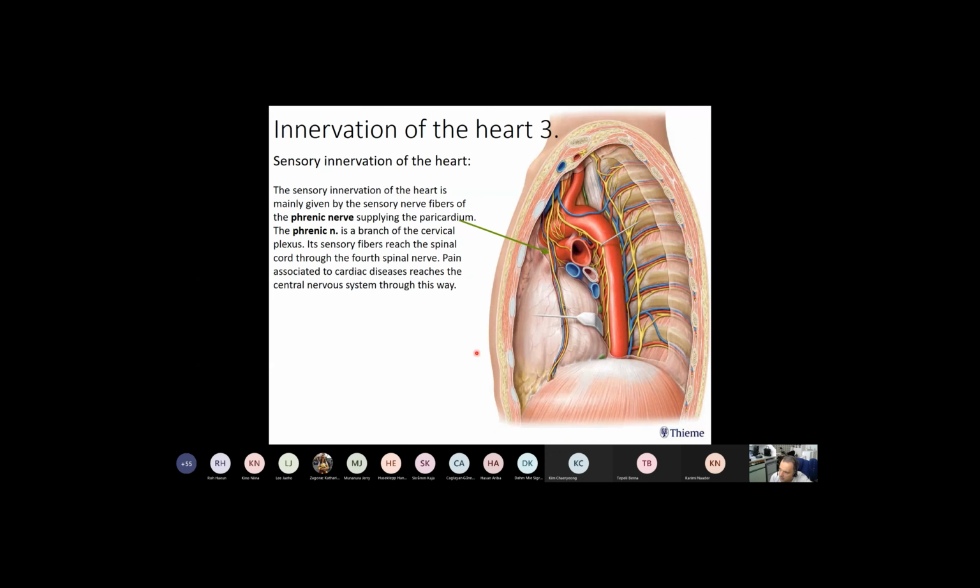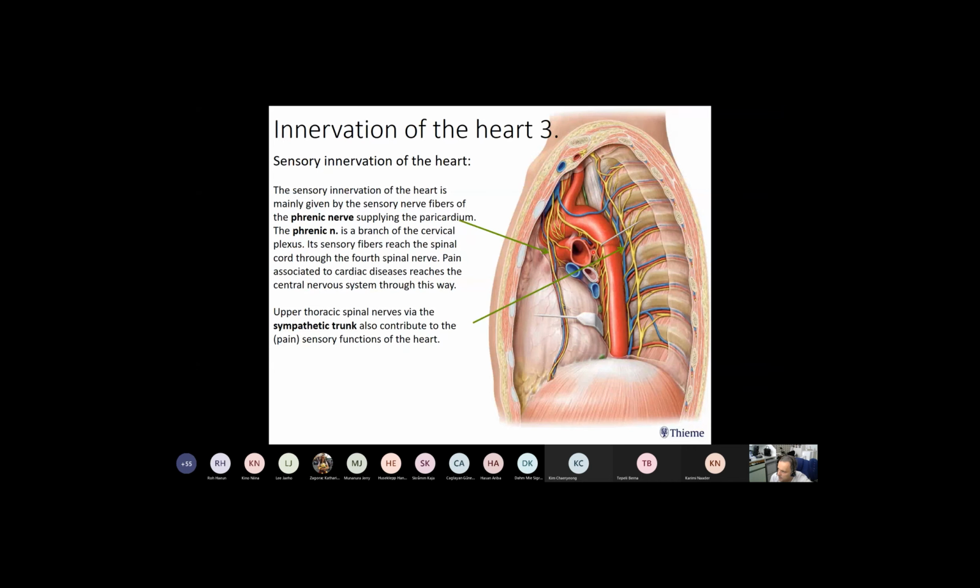And finally, we have a sensory innervation for the heart also. That comes mainly from the phrenic nerve that is running down here between the pericardium and the pleura. And the phrenic nerve has sensory branches that come from the fourth spinal nerve. So it goes up on the neck, and there it enters the spinal cord. And therefore, cardiac pain is referred to a body part that is innervated by the fourth spinal nerve. And I will come back to this point with my last slide.